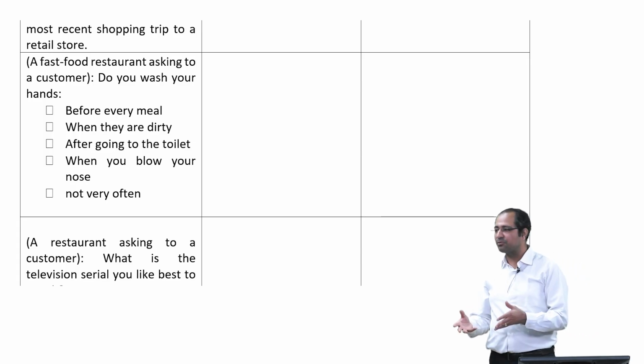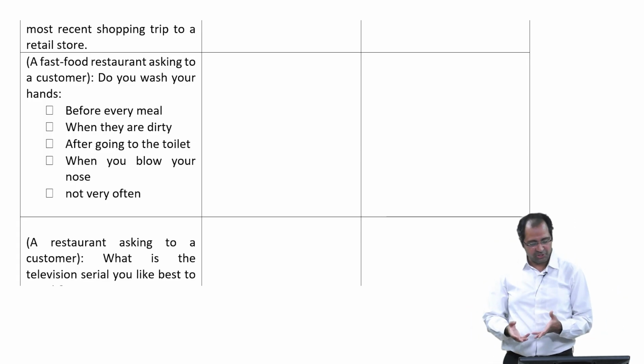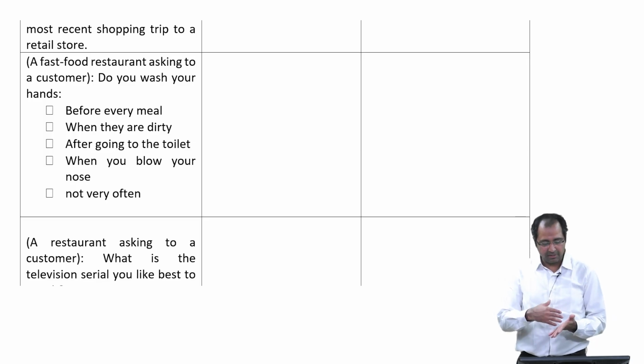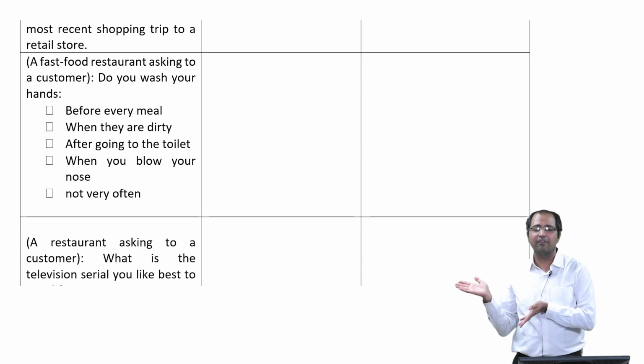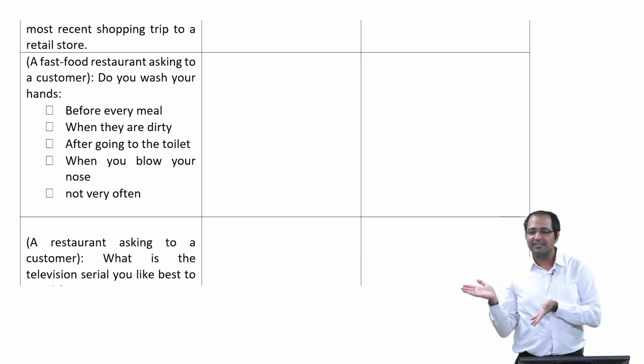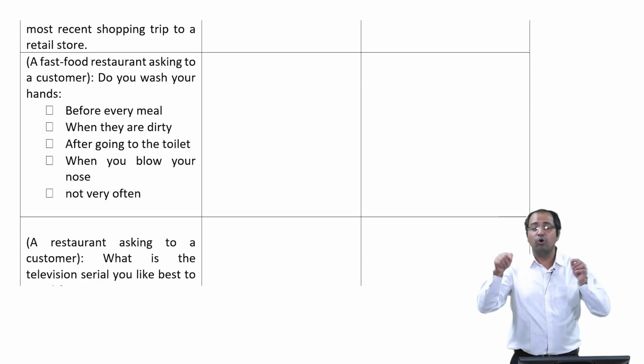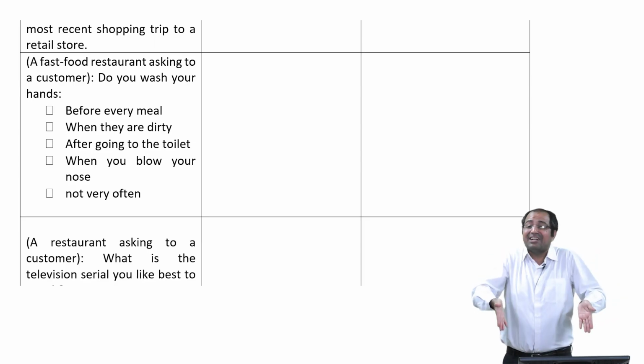You are going to a fast food restaurant, and they are asking you this question: do you wash your hands before every meal, when they are dirty, after going to the toilet, when you blow your nose, and so on. You would say, why should I answer? How does this concern me? I come to eat, give me food, take money, I go away. But if you want an answer, what will you do?